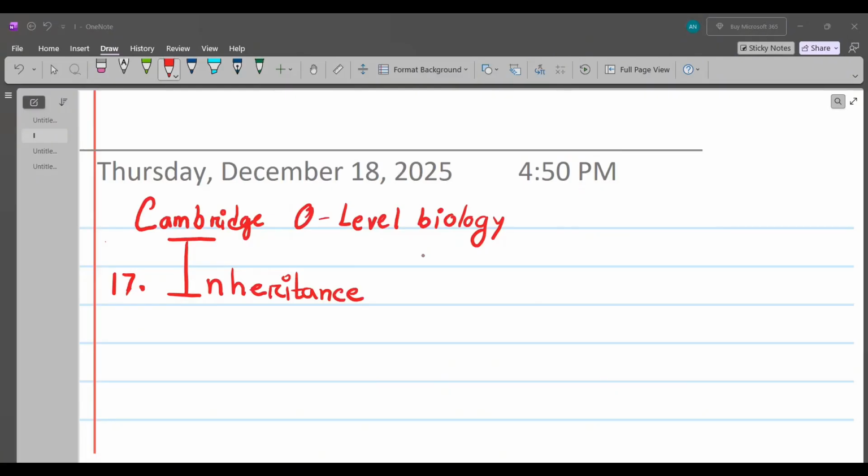Okay, so I'll begin by explaining variation because variation is fundamental to inheritance and evolution, right? So first, what is variation? Variation is defined as the difference between individuals of the same species.